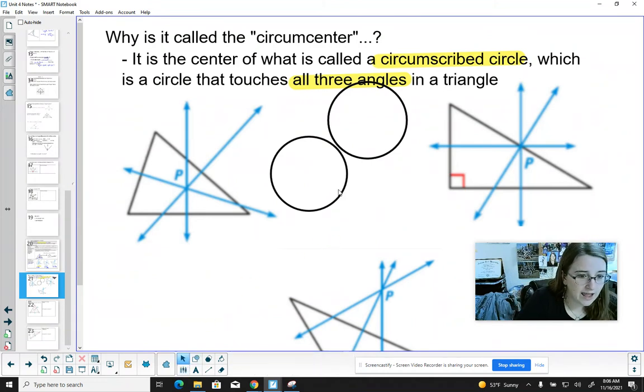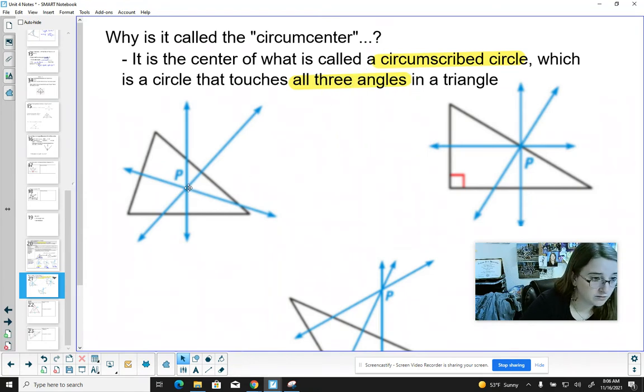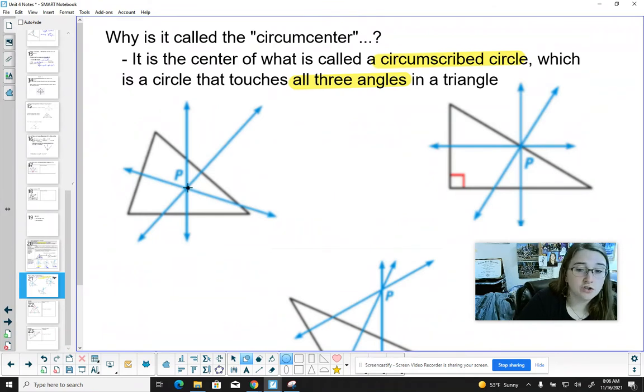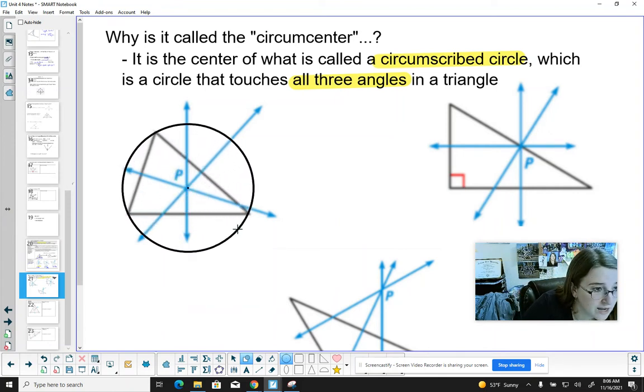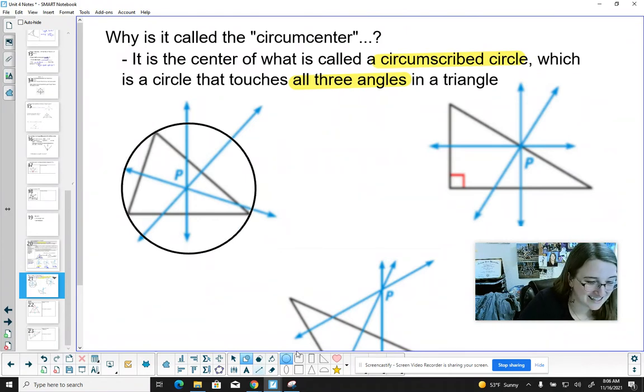So what's going to happen here is I'm going to click on my circumcenter. My circumcenter here is P. So I'm going to click, and what I'm going to do is pull out until I have a circle that touches all three angles. Notice what happens here. Whomp! It's magic. Notice that.